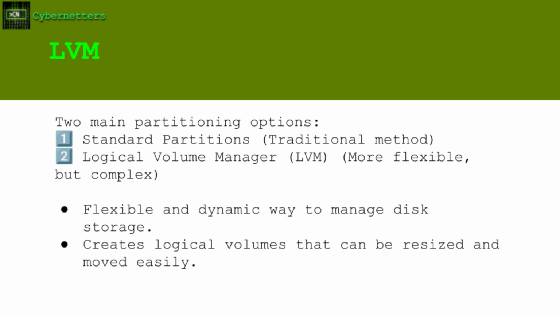When setting up disk storage in Unix or Linux, you have two main partitioning options. The first one is using standard partitions, which is the traditional method where partitions are fixed in size and cannot be easily modified. And then you have LVM, the Logical Volume Manager, which is a more flexible and dynamic approach that allows you to resize, move, and manage disk storage effectively. While LVM is more complex to set up, it provides better scalability and management compared to traditional partitions.